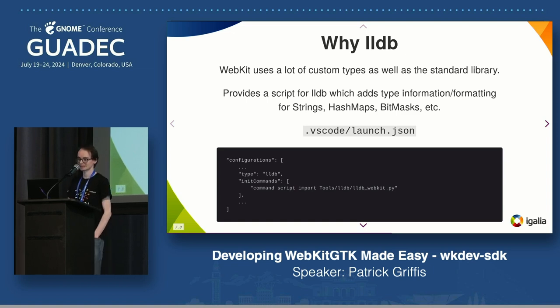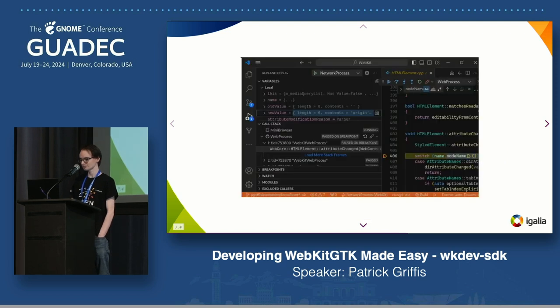We also recommend LLDB instead of GDB. GDB will work completely fine, but WebKit has a large base library, and it doesn't necessarily use the C++ standard library for everything. Apple maintains an LLDB script that adds type information and formatting for things like strings, hash maps, bitmasks, and so on. You can simply import the script when you run LLDB.